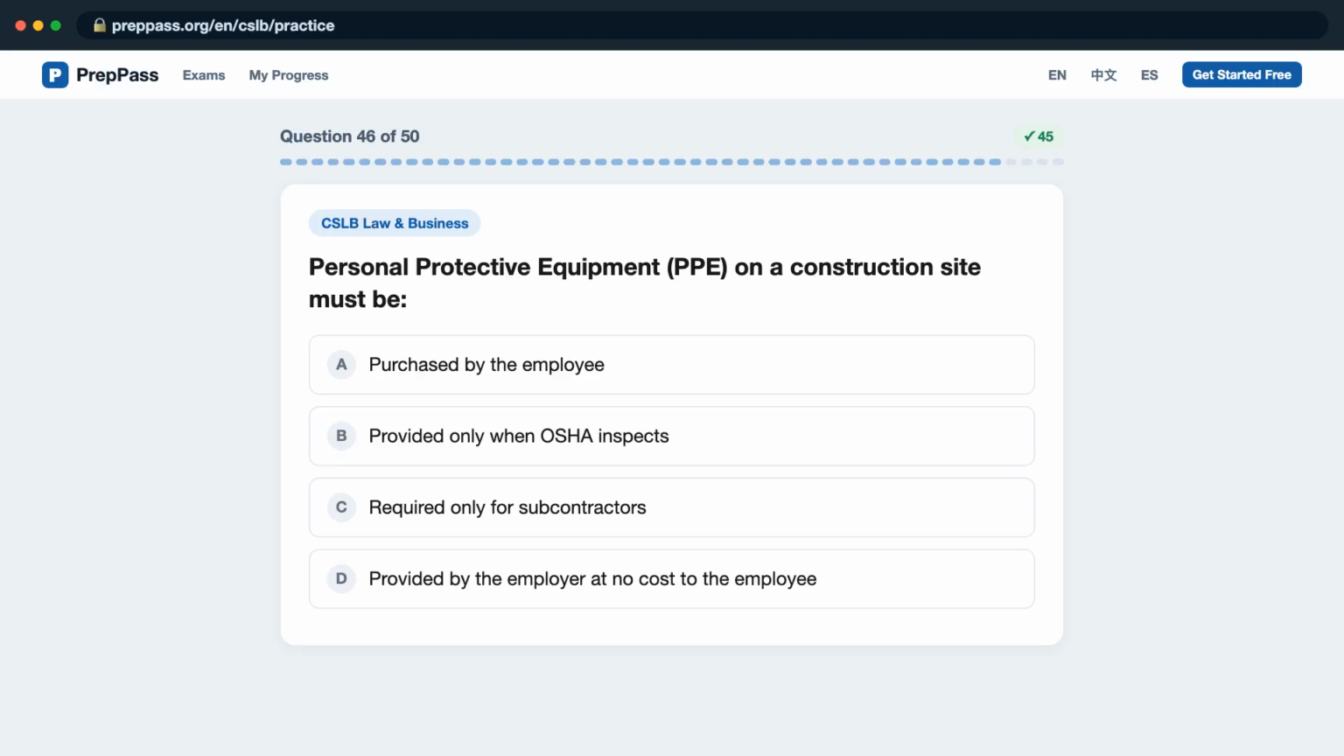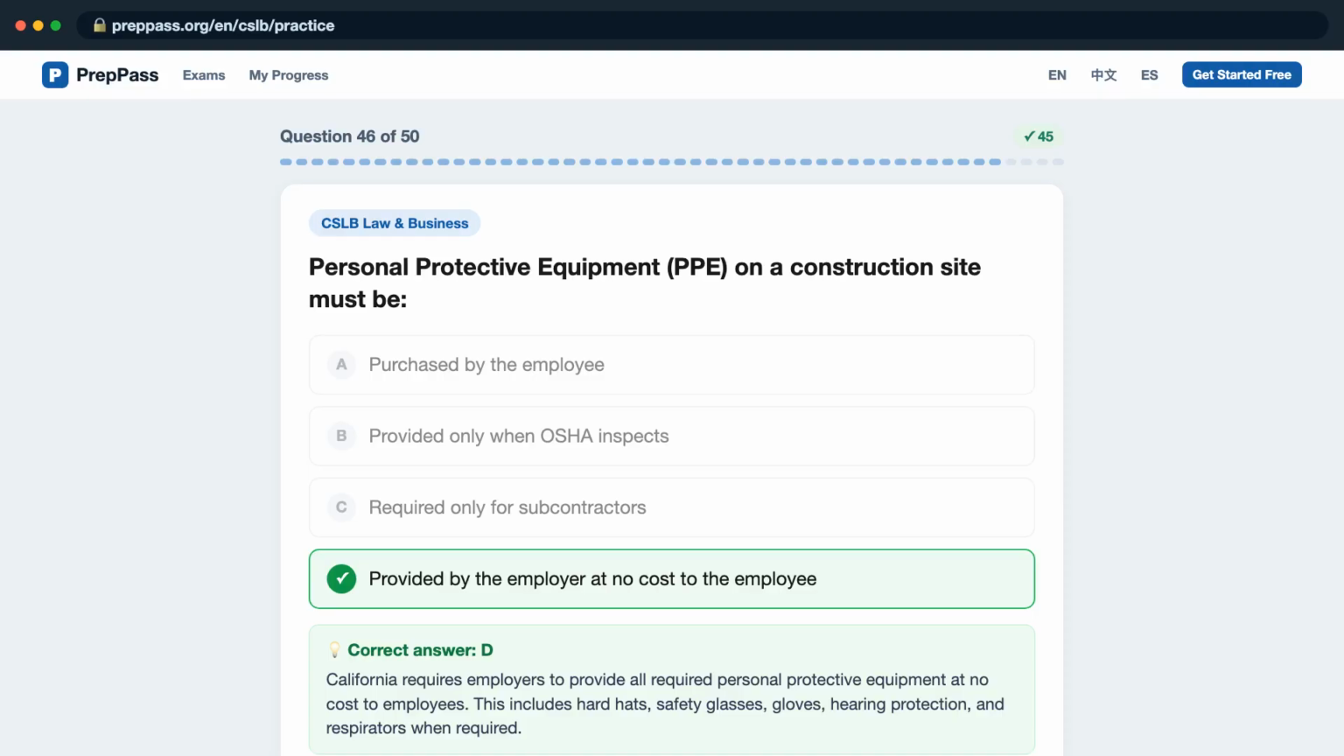Question 46. Personal protective equipment, PPE, on a construction site must be, is it A, purchased by the employee? B, provided only when OSHA inspects? C, required only for subcontractors? D, provided by the employer at no cost to the employee? The correct answer is D. California requires employers to provide all required personal protective equipment at no cost to employees. This includes hard hats, safety glasses, gloves, hearing protection, and respirators when required.